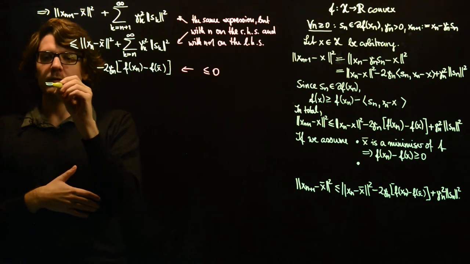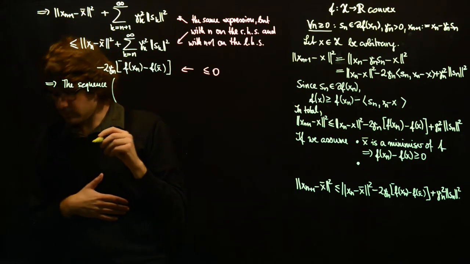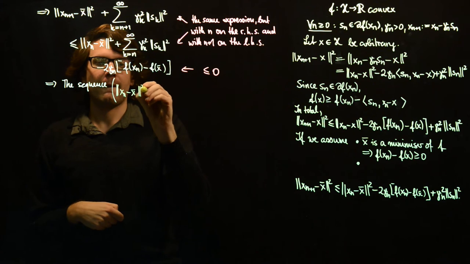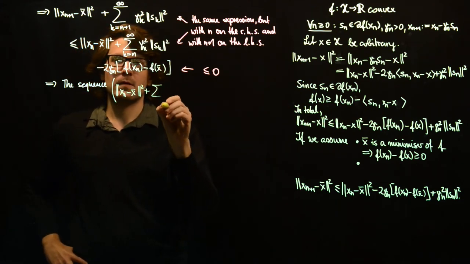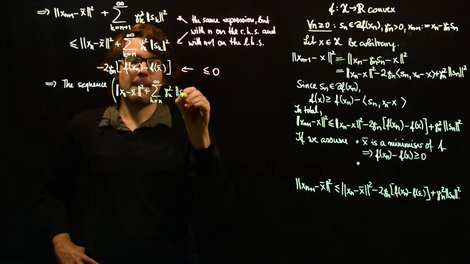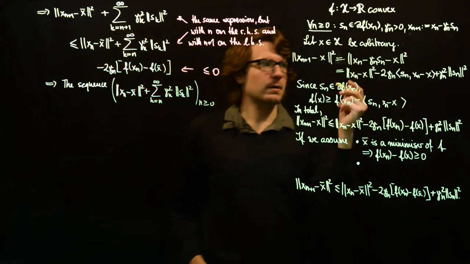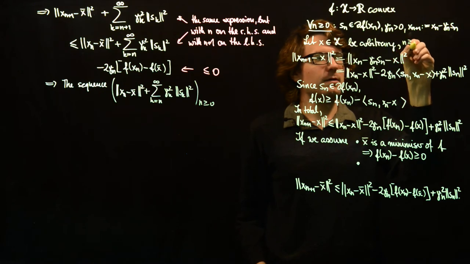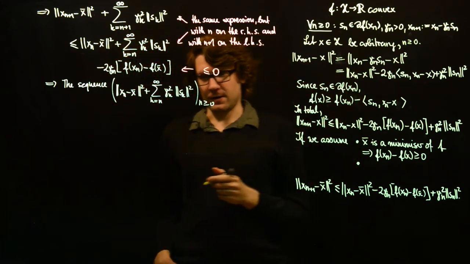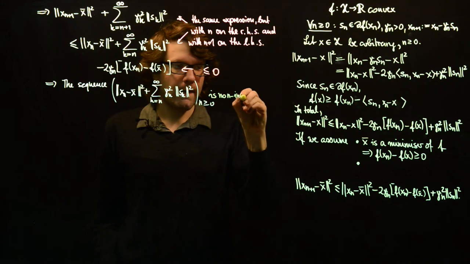So this means that the sequence, let's just take this expression plus this, and we take n greater or equal than 0, because we should actually add that we have n greater or equal than 0 here, just to have all the variables defined. So this sequence is non-increasing.